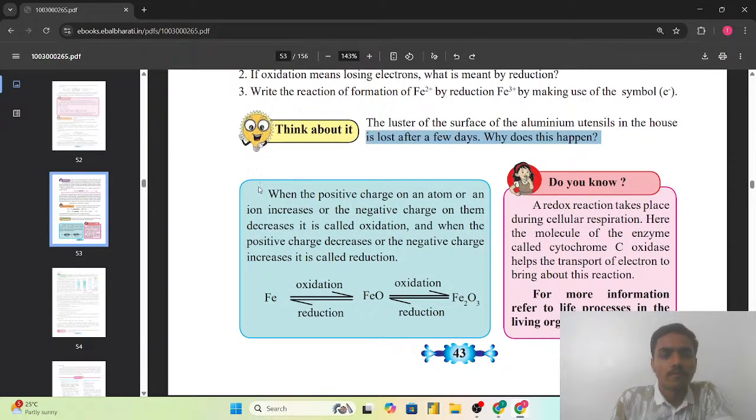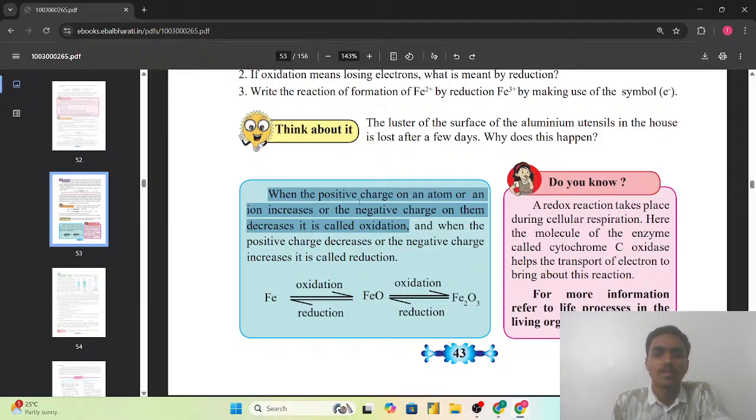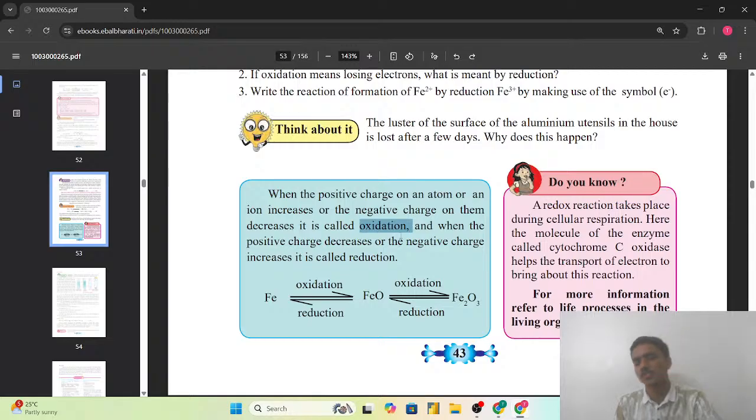So when the positive charge on an atom or ion increases, or the negative charge on it decreases, it's called oxidation. क्या है मतलब कि पॉजिटिव चार्ज अगर किसी एटम का बढ़ रहा है और द नेगेटिव चार्ज ऑन दैट एटम डिक्रीजेस, ऑक्सीडेशन रिएक्शन. अगेन वन मोर डेफिनेशन रिगार्डिंग द ऑक्सीडेशन, that when the positive charge on an atom increases or the negative charge decreases, oxidation reaction takes place.